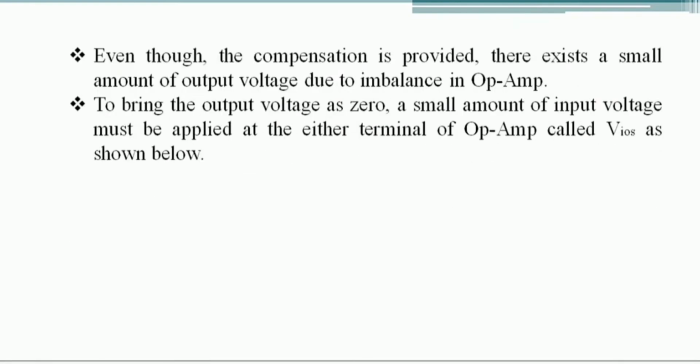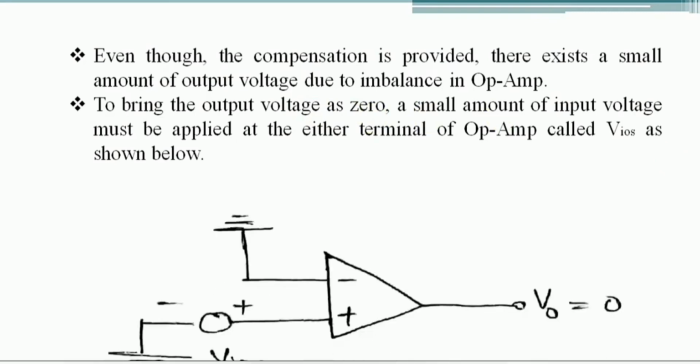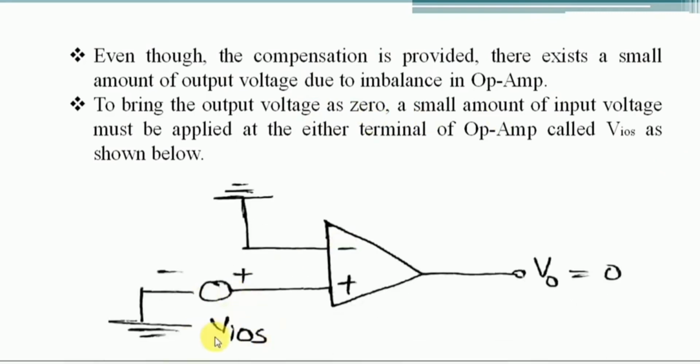Even though in the input bias current we are providing a compensation resistor, that is R compensation, even with that R compensation resistor there exists some small amount of output voltage. So in order to maintain that output voltage at 0, some small amount of input voltage must be applied at either terminal of the op-amp. We are calling that voltage the input offset voltage. It is indicated with V suffix IOS. Here this V IOS is the input offset voltage.